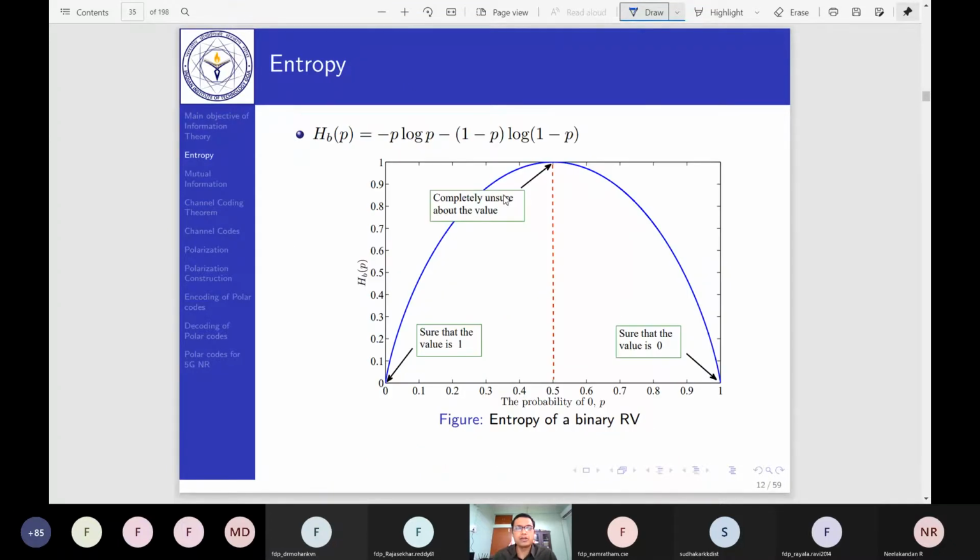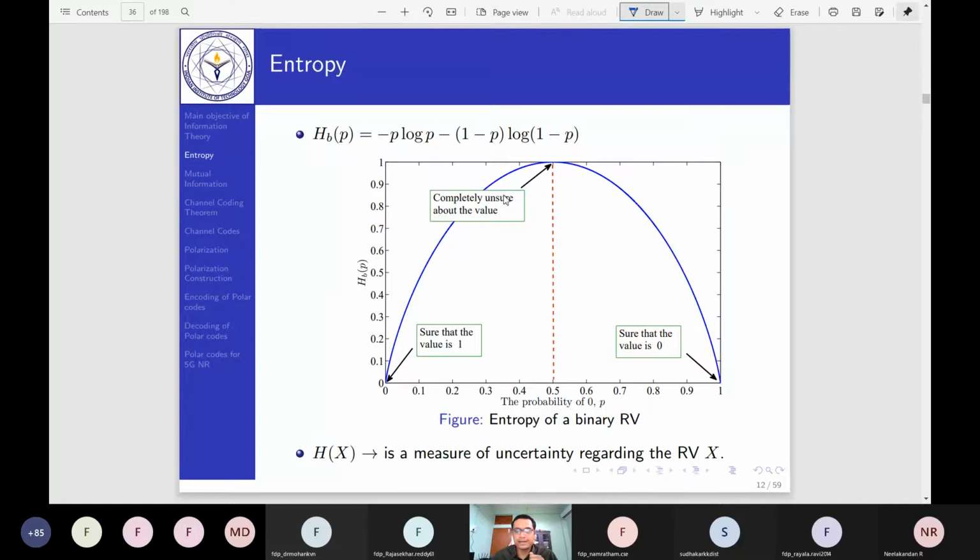If you plot this binary entropy curve, we have plotted the binary entropy versus the probability of 0. If p is equal to 0, we are very much sure that the value is equal to 1. And if p is equal to 1, we are sure that the value must be equal to 0 without any doubt. The maximum is obtained at p equal to 0.5. That means at p equal to 0.5, we are completely unsure about the value.